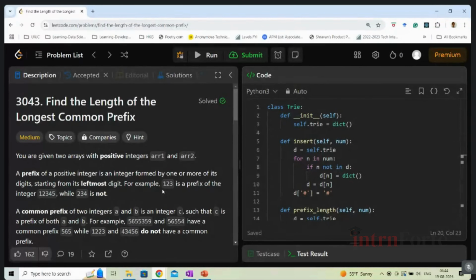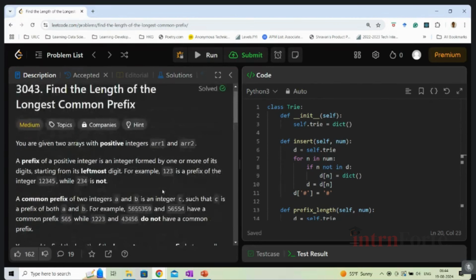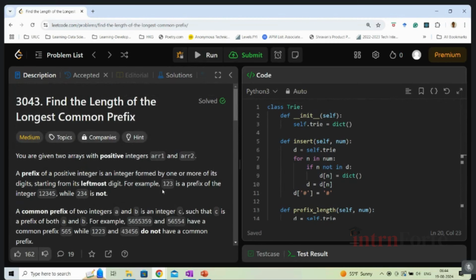And as I mentioned, this is really important for interviews, and it's not a data structure that is very commonly known. So knowing this data structure definitely gives you the upper hand. So let's quickly read this question. So what are they saying here?